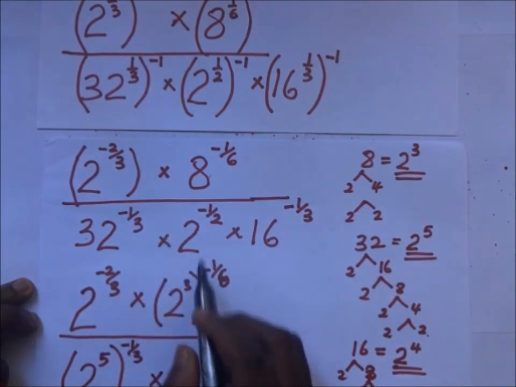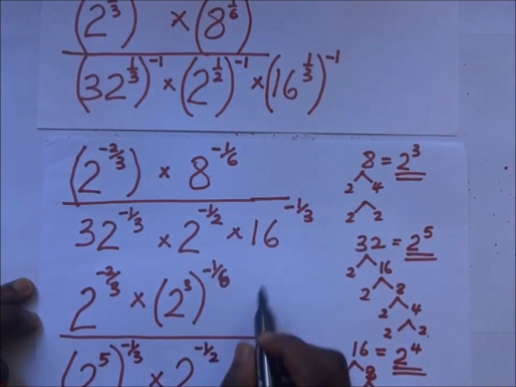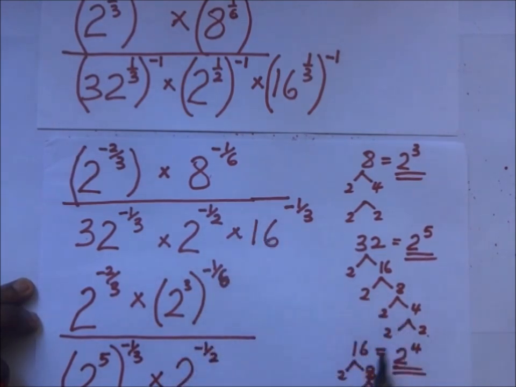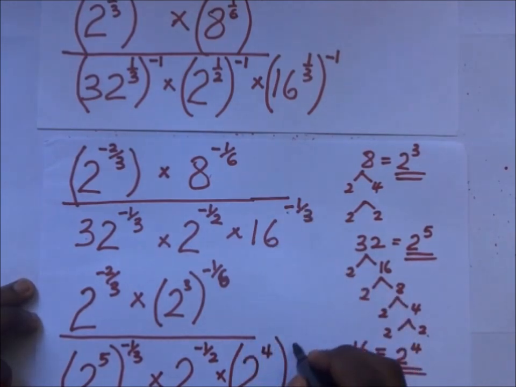Multiply that by 2 to the power negative a half. Multiply that by 16. 16 has become 2 to the power 4. So it's times 2 to the power 4. All this is to the power negative a third.